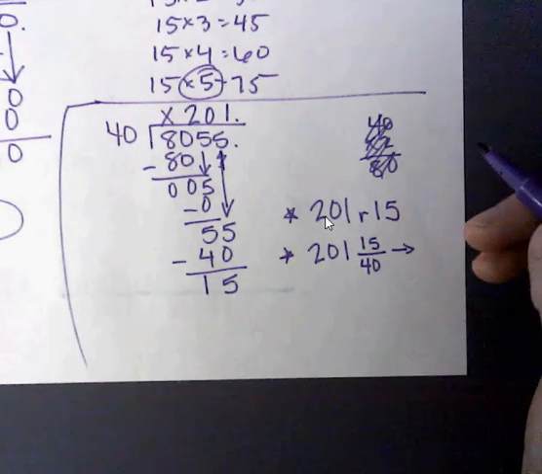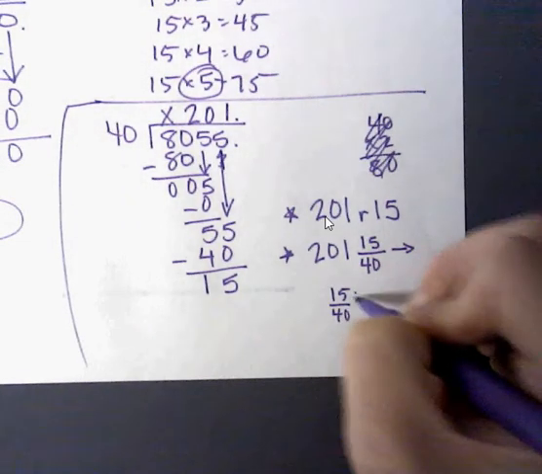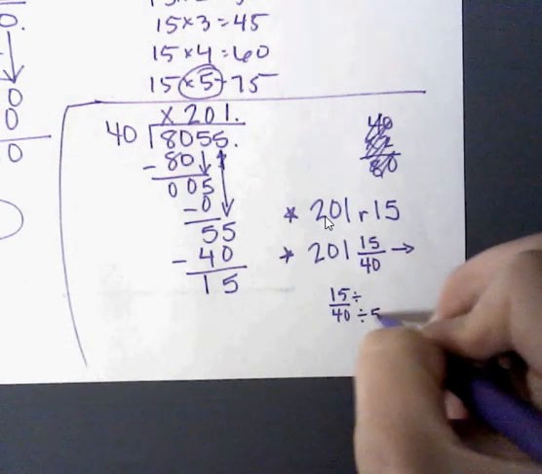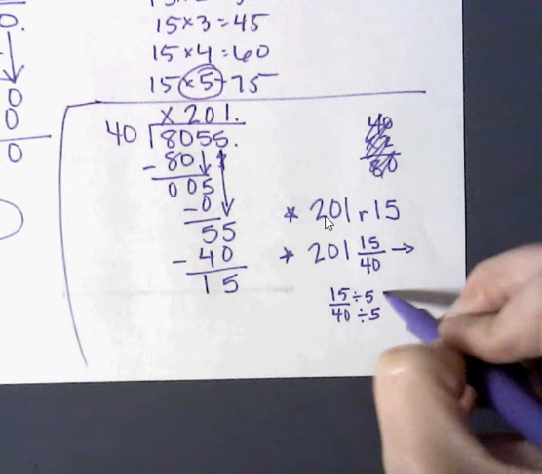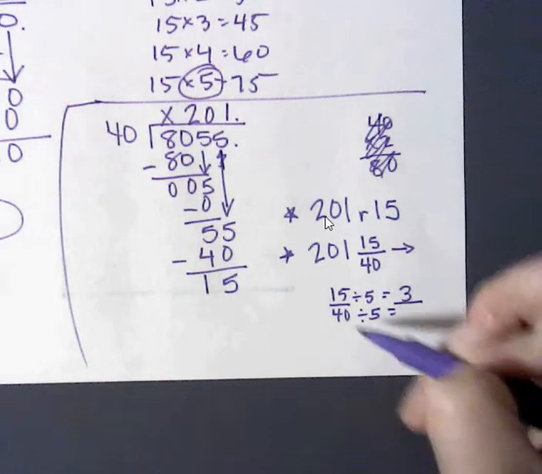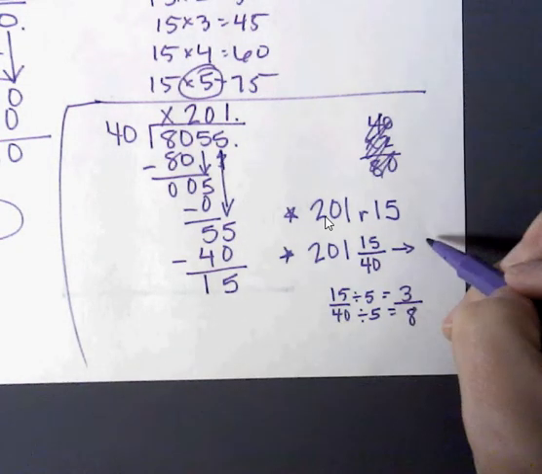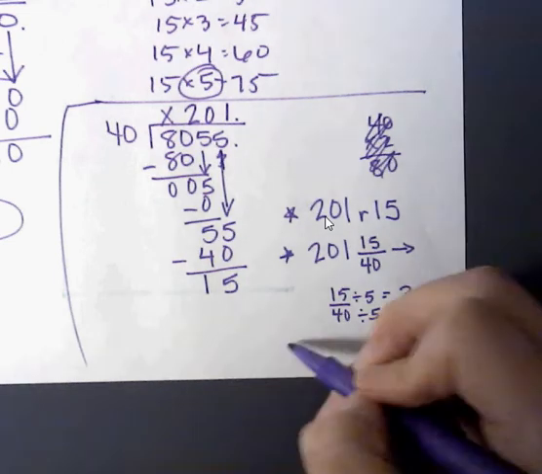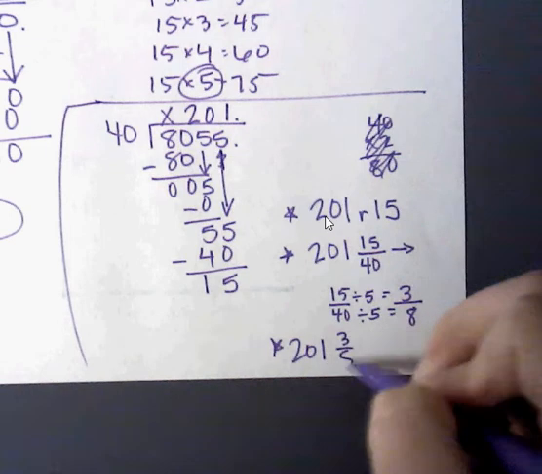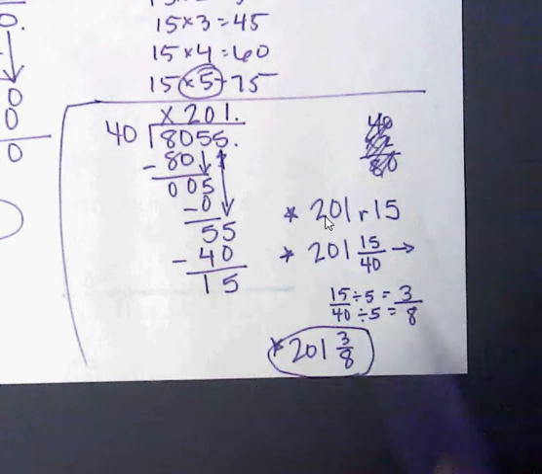And that would simplify to, let's see, we have 15 over 40, and I divided by the greatest common factor of 5. 15 divided by 5 is going to give me 3, and 40 divided by 5 is going to give me 8. So that would look like 201 and 3/8. So this would be an appropriate answer, and so would this.